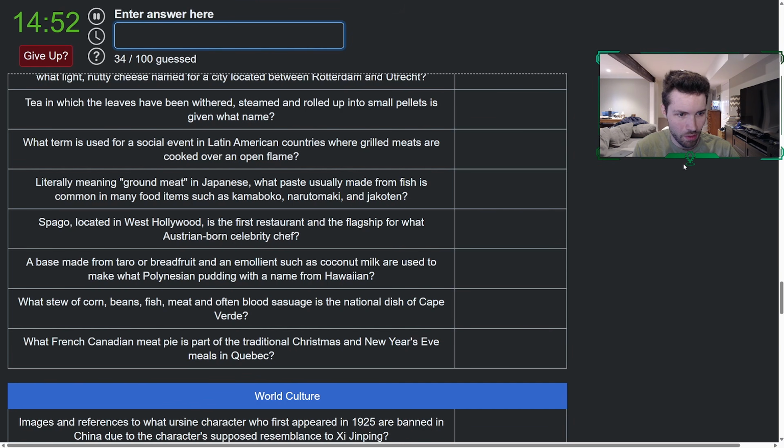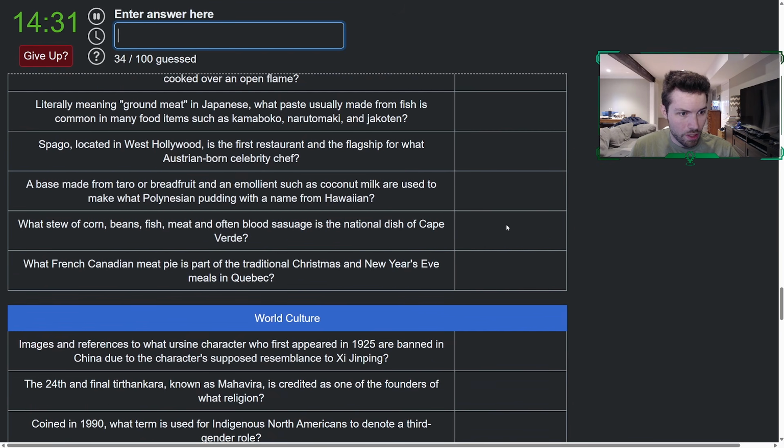A base made from taro or breadfruit and an emollient such as coconut milk are used to make what Polynesian pudding with a name from Hawaiian? Pudding. I have no idea. What stew of corn, beans, fish, meat, and often blood sausage is the national dish of Cabo Verde? I have no idea, unless it's also called feijoada. What French Canadian meat pie is part of the traditional Christmas and New Year's Eve meals in Quebec?